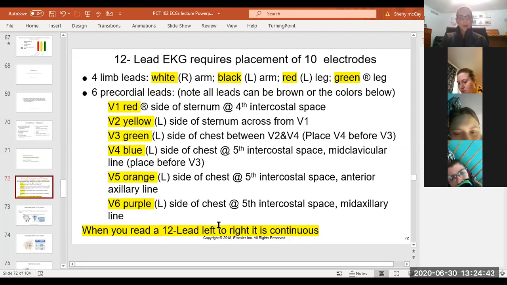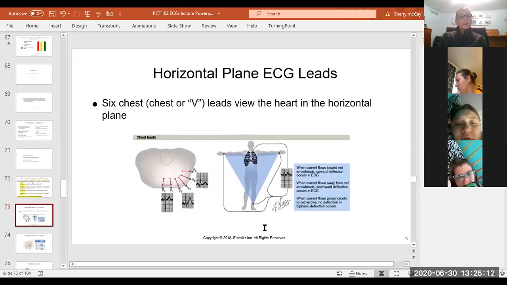When you read a 12-lead, if you're looking at the tracing and you read it from left to right, it should be continuous. So make a note of that. Again, you can just look in your book there. I thought that the NHA book did a better job than the ECG book did on showing it. Yeah, I did too.